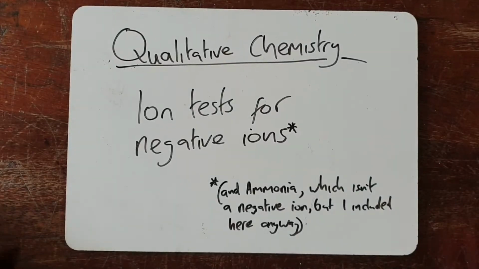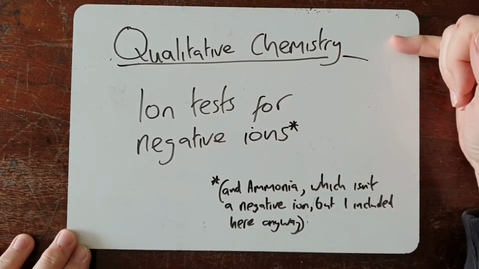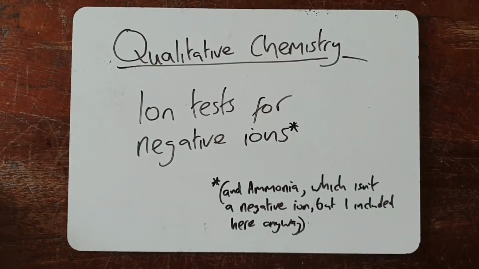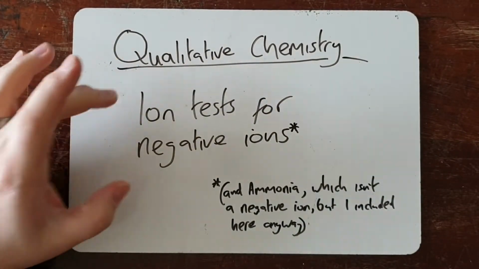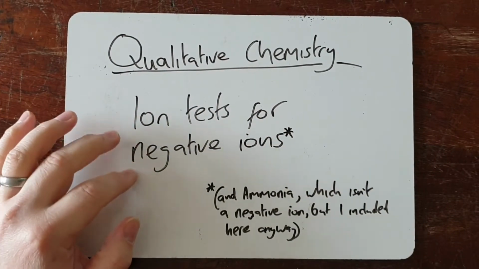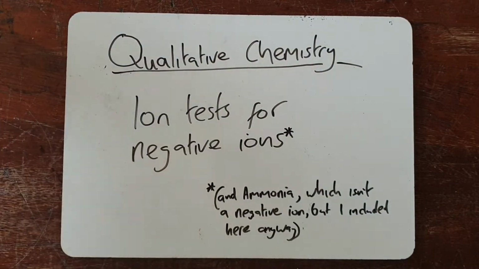Okay folks, welcome to today's video, which is on qualitative chemistry, which is basically kind of like forensic science, really. It's the tests you need to do to identify certain unknown substances. The subtitle for this one: today we're looking at ion tests for negative ions. There will be an upcoming video where we do the tests for positive ions.